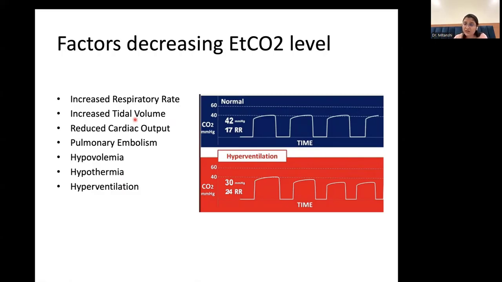So, if you are giving a lot of volume to the patient, a lot of volume is being expired out also. Pulmonary embolism, right? That is also decreasing my EtCO2 levels. And hypovolemia. With hypovolemia, a lower cardiac output in your body is not able to carry CO2. So very little CO2 is there in your body because the volume is less. The plasma is containing less CO2.